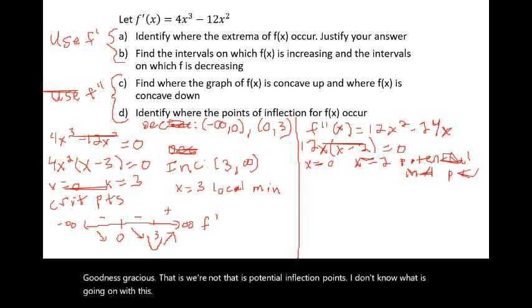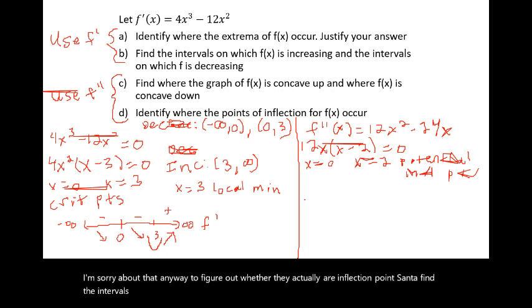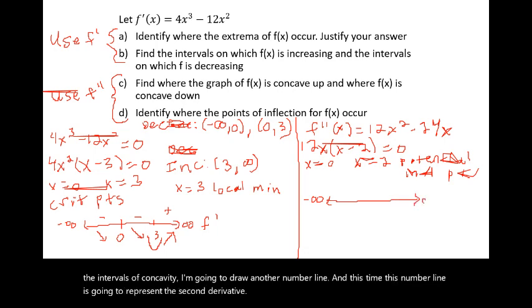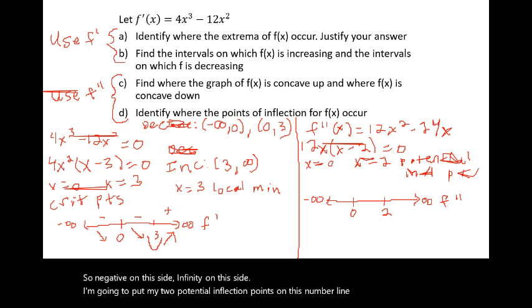I'm sorry about that. Anyway, to figure out whether they actually are inflection points and to find the intervals of concavity, I'm going to draw another number line, and this time this number line is going to represent the second derivative. So negative infinity on this side, infinity on this side. I'm going to put my 2 potential inflection points on this number line, so 0 here and 2 here.